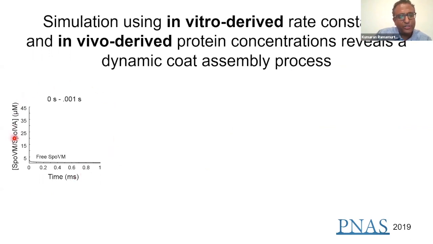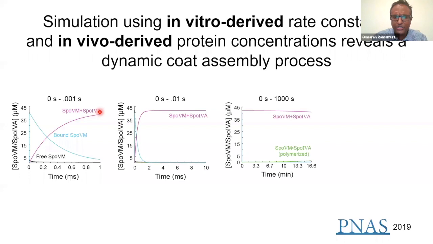And if you look at the first fraction of the first millisecond of the simulation, what we notice is that the population of free SpoVM, that first protein, goes rapidly downwards. It rapidly decreases. But you get the concomitant increase in the amount of bound SpoVM, but then very rapidly that population also decreases as the third population takes over. So this is going to be SpoVM and SpoVM that are bound to the surface of the membrane. And this population dominates in the first fraction of a millisecond.